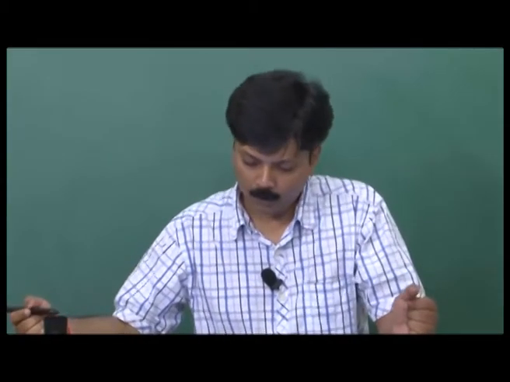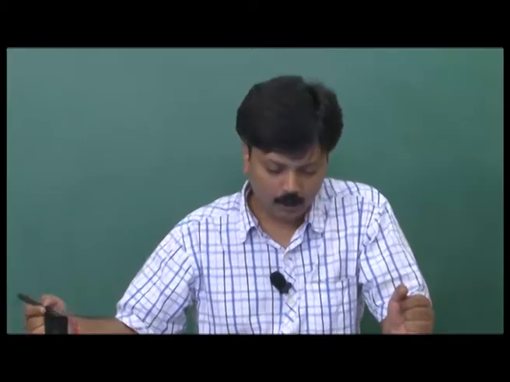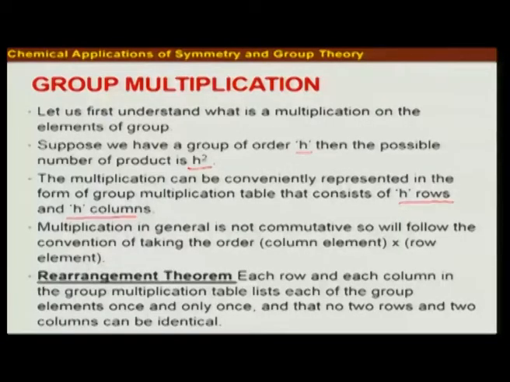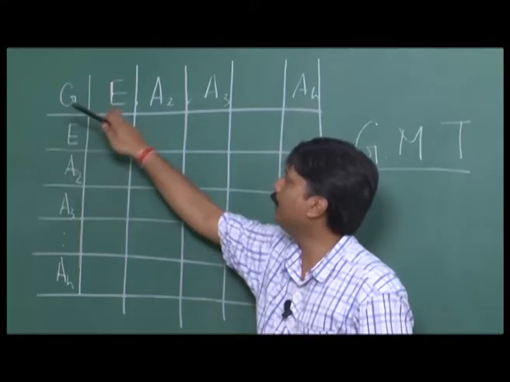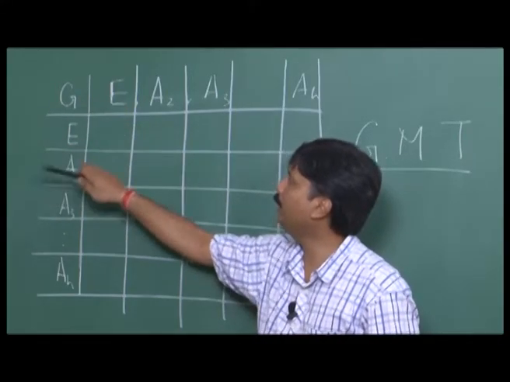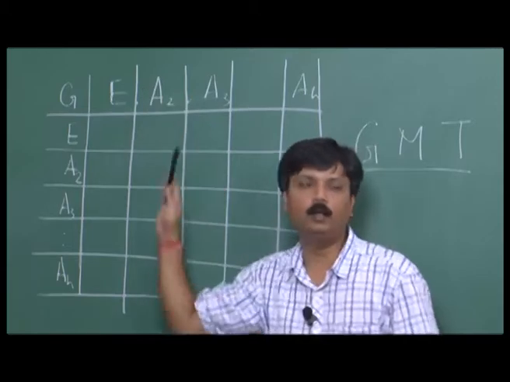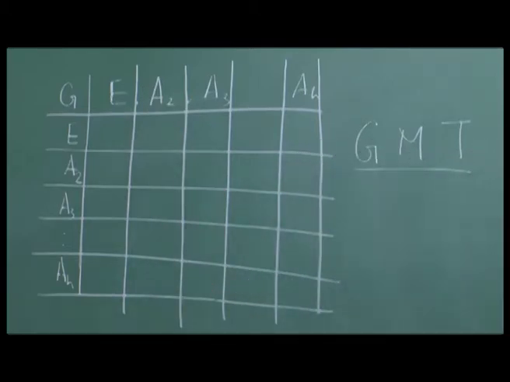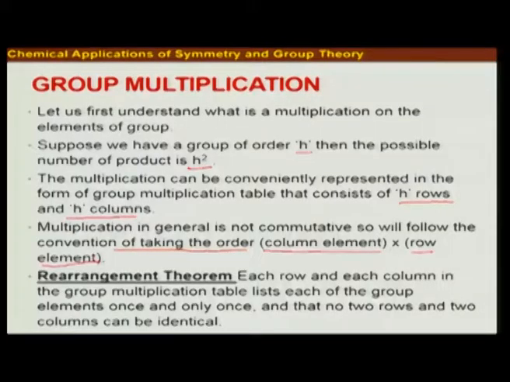So we will follow a particular convention here, which is also written on your screen. The convention is, we take the order as, first we will take the column element and we will multiply it with the row element. So in a sense, what I showed you here is, first we will take this and then multiply with this. Similarly, we will take this and then multiply with any one of the row elements.